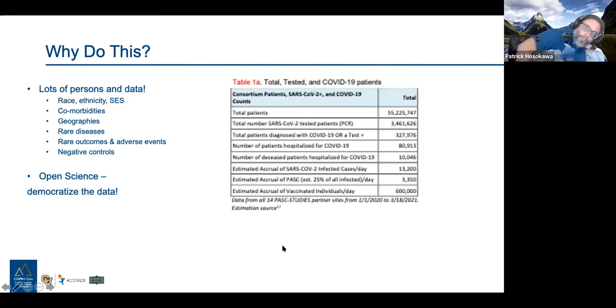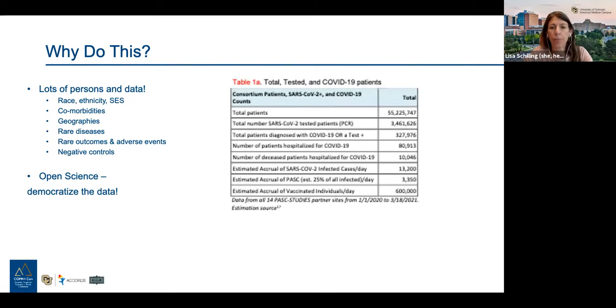So one of the things is we can really capture a lot of patients. This table, and I'm sorry that it's not in focus, is from a project that we are doing with University of California sites, and also the VA, Emory, and some additional sites, to bring together another COVID collaboration. We've got over 55 million patients, over 3 million that have been tested, and 80,000 patients that have been hospitalized for COVID. So there are a lot of patients and a lot of data that we can get by working within clinical research networks.